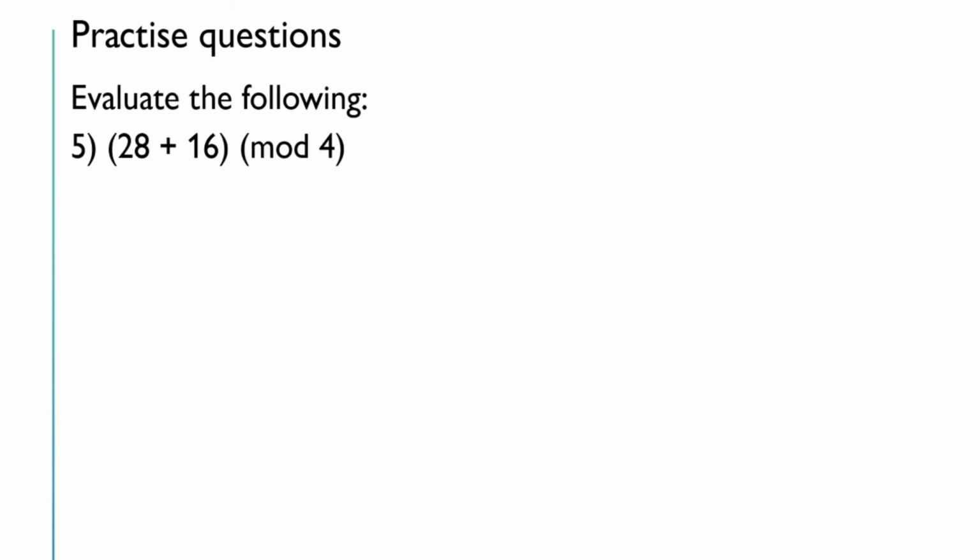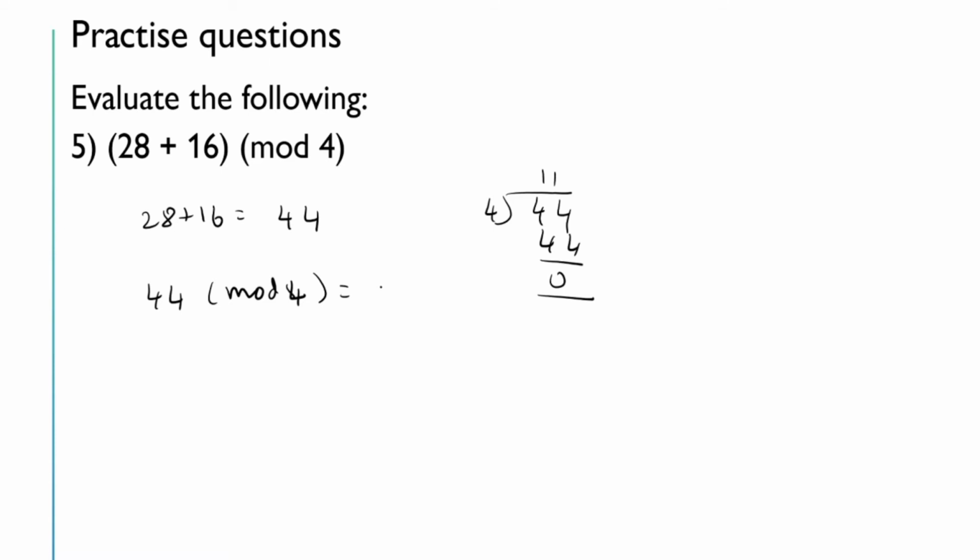The next one is evaluate 28 plus 16 mod 4. What is 28 plus 16? 28 plus 16 is equal to 44. What is 44 mod 4? That is, what is the remainder when we divide 44 by 4? The remainder is 0. So 44 mod 4 is 0, or 28 plus 16 mod 4 is 0.